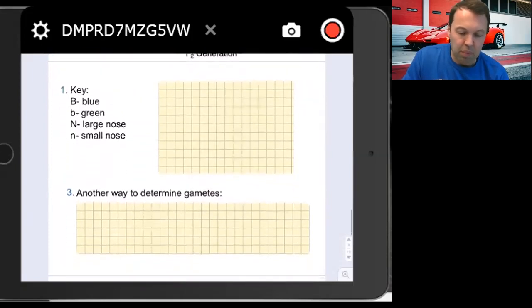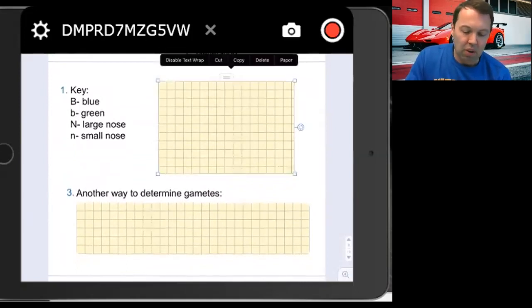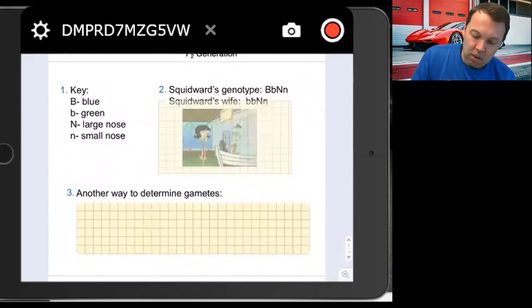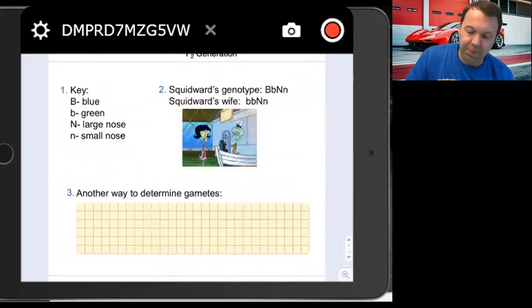All right, let's keep going here. Let's try another one with Squidward. Anybody watch SpongeBob or something? So I already set up the color and the size of their nose are the 2 traits that we're going to test here for the dihybrid cross. So blue is going to be dominant to green, and then large nose is going to be dominant to small nose.